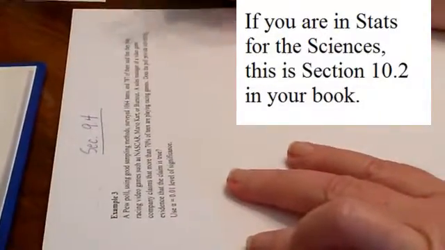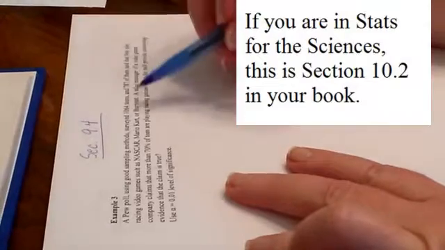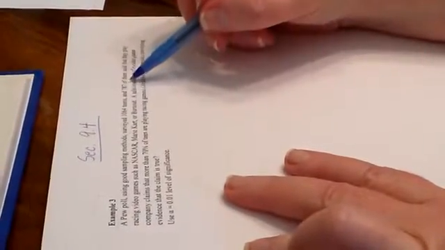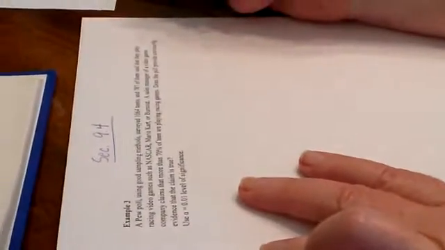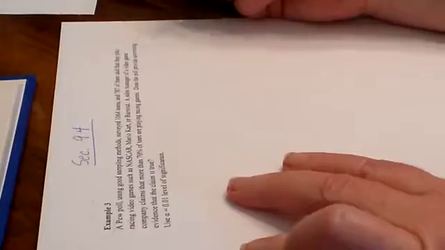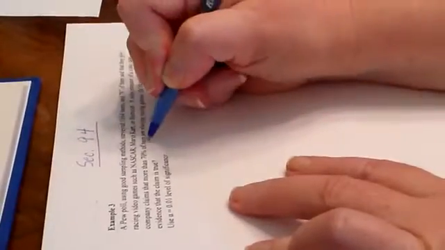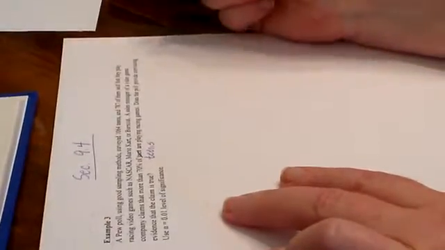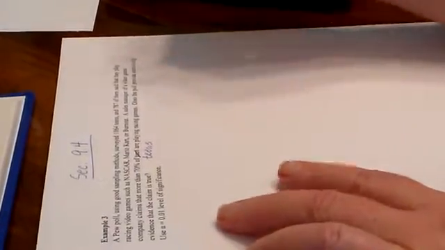All right. A Pew poll using good sampling methods surveyed 1,064 teens. 787 of them said that they play racing video games such as NASCAR, Mario Kart, or Burnout. A sales manager of a video game company claims that more than 70% of teens are playing racing games. Does the poll provide convincing evidence that the claim is true? All right, so let's work this one out.